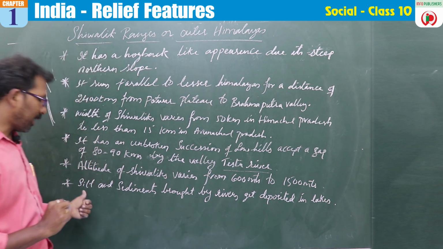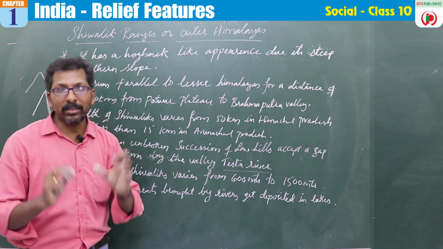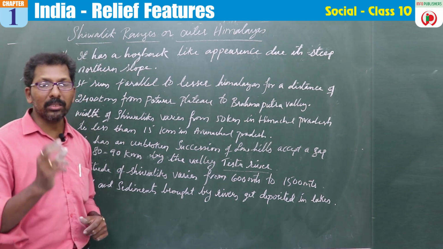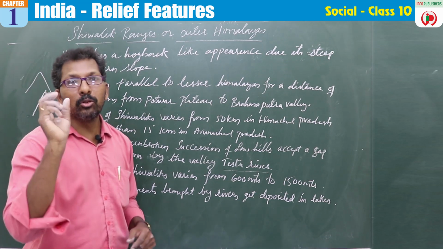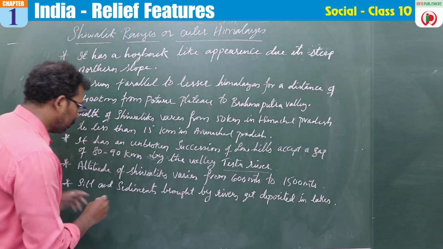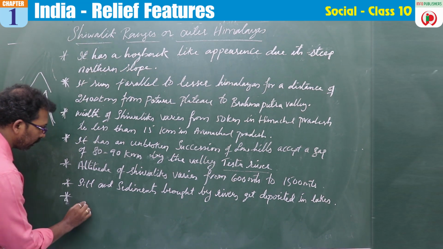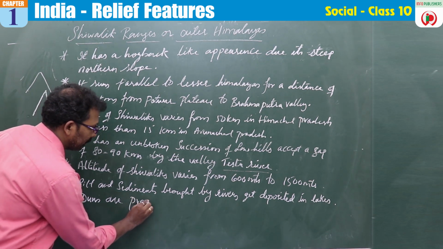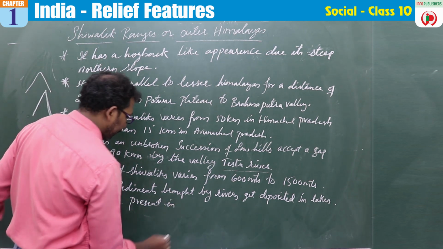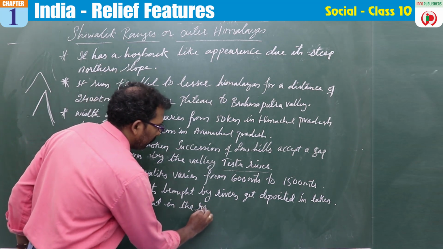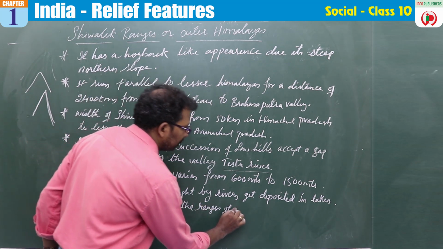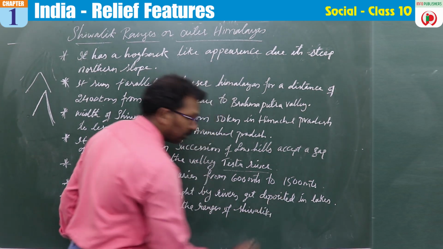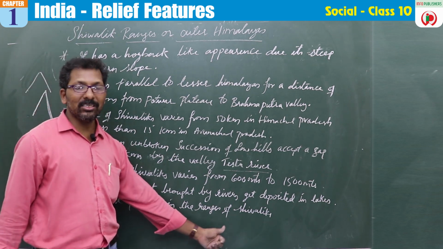Then there are so many valleys also present in the Shivaliks. And what are these valleys called? They are called dunes. They are called dunes, right? So dunes are present in the ranges of Shivaliks.